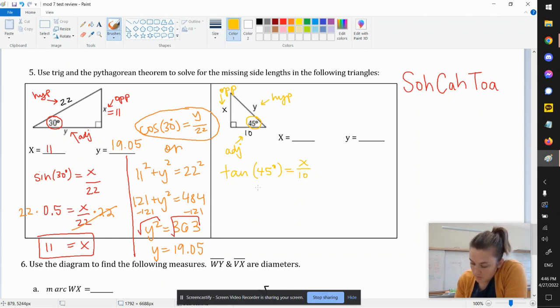I plug in tangent of 45 into my calculator. I get 1. I say x definitely has to be 10 if I want x divided by 10 to equal 1. My x is 10.